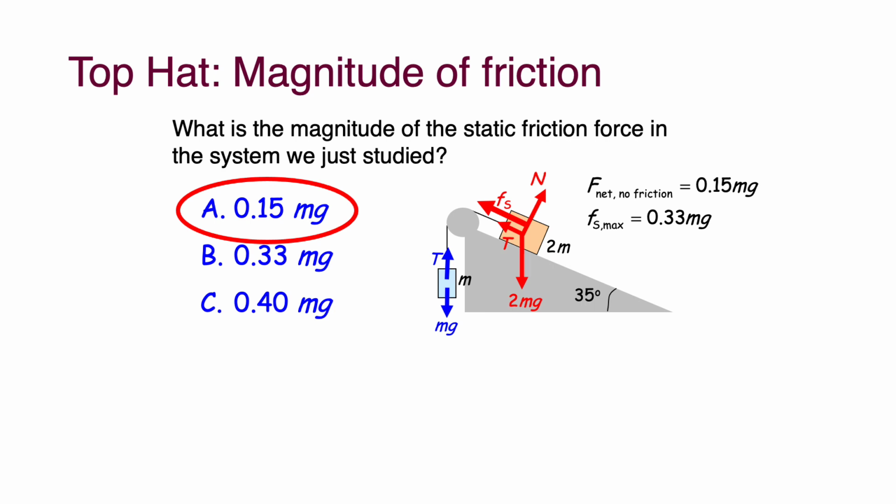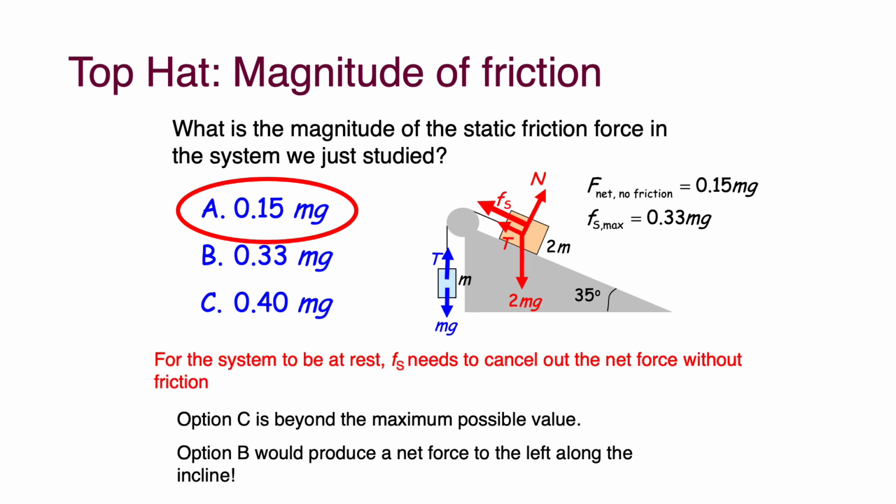At that point, we're approaching the limit where the net force, if it were just a little bit bigger, is too big for the static friction. And then at that point, we would be in a regime with kinetic friction. So for a system to be at rest, F sub s needs to cancel out the net force without friction. Option C is obviously beyond the maximum possible value, as we said, which was 0.33 mg. And option B would produce a net force to the left, and that would be a non-physical situation.